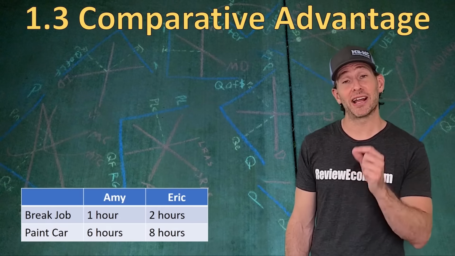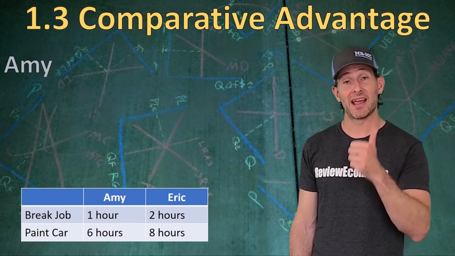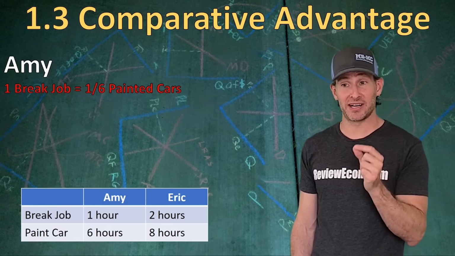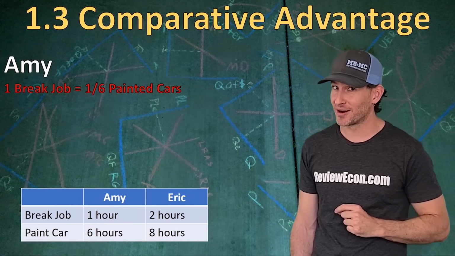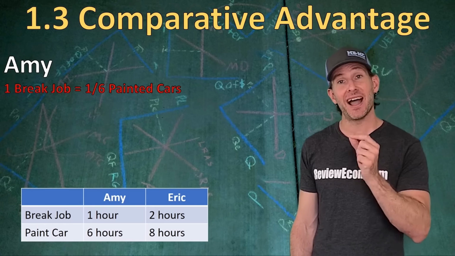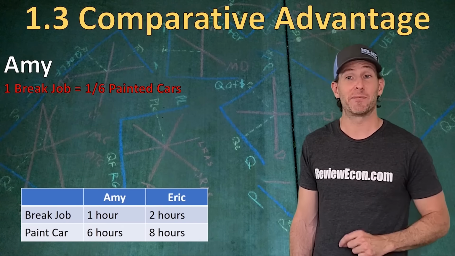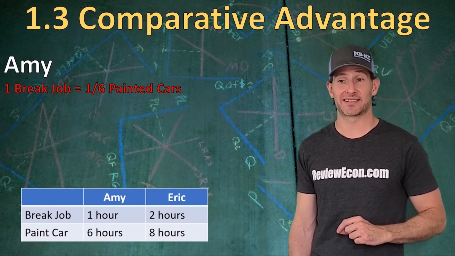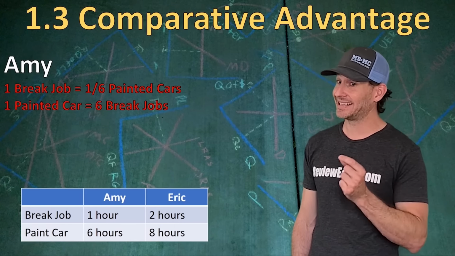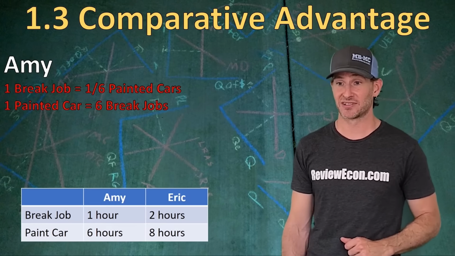Now, these are input questions, so let's figure out the opportunity cost for Amy. Amy can produce one brake job with the opportunity cost of it, her number she has for that brake job, which is 1 hour, divided by the number of hours it takes her to produce a painted car, which is 6. So 1/6. Now, the opportunity cost for a painted car is it, 6 divided by 1, which means 6 brake jobs.